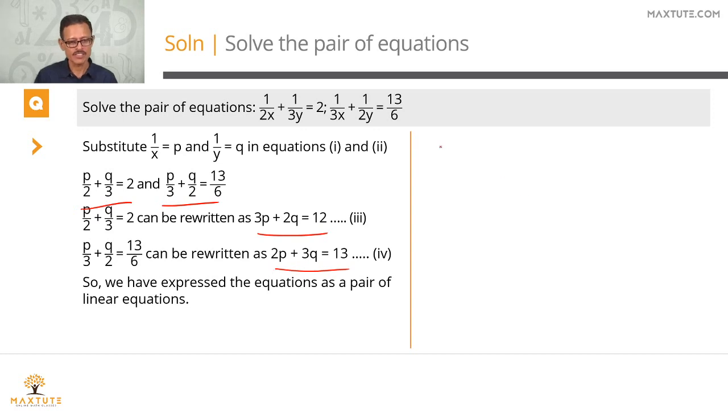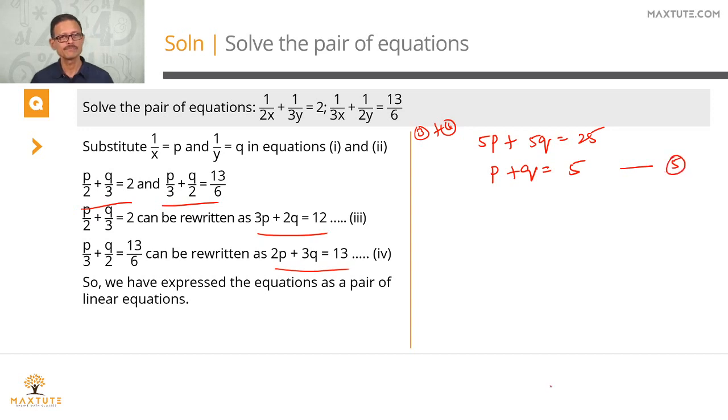If you find such equations, first step, add the two equations, 3 plus 4. I'm going to add it. So that will leave us with 3p plus 2p, which is 5p, 2q plus 3q, which is 5q, equal to 12 plus 13, which is 25. So we end up getting p plus q is equal to 5. Let's call this equation 5.